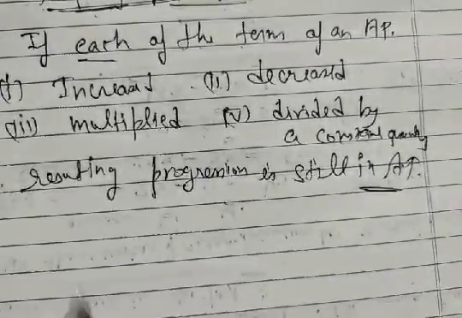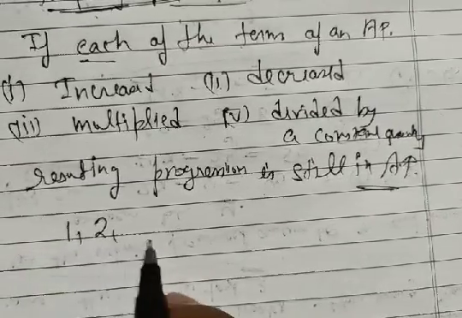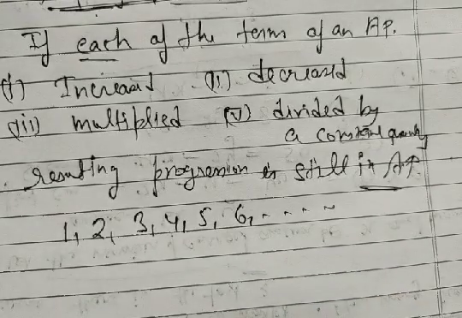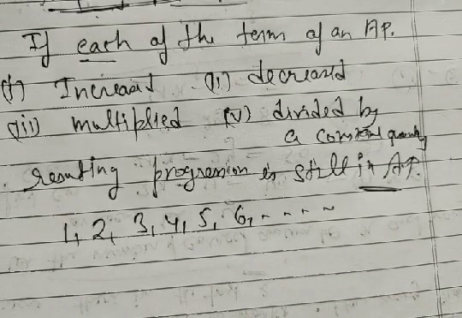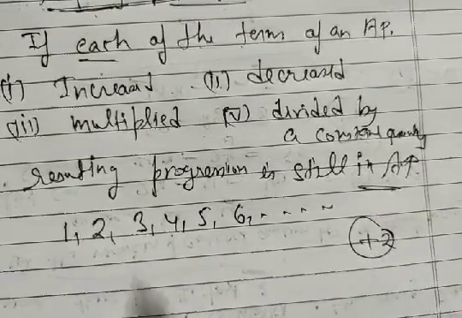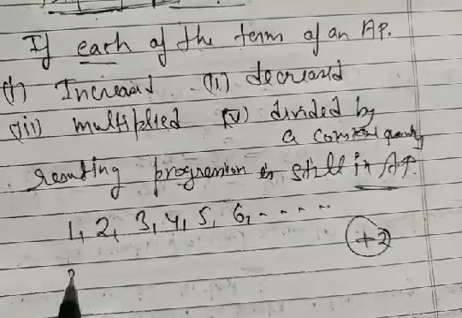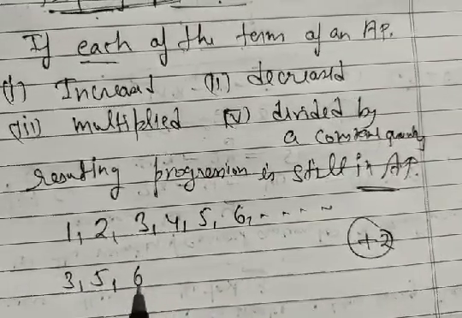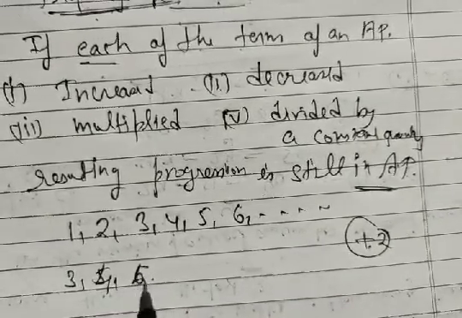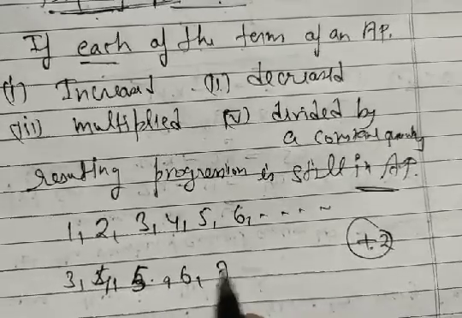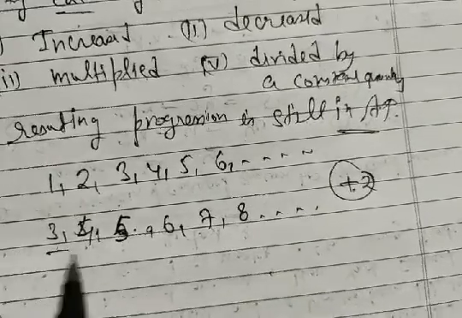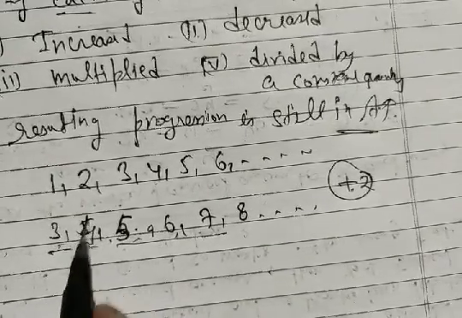I'm going to take one example, and the natural numbers are one of the easiest examples: 1, 2, 3, 4, 5, 6. The natural numbers are an infinite arithmetic progression. Let's add 2 to each term. Then what do we have? 1 plus 2 we get 3, 2 plus 2 we get 4, 3 plus 2 we get 5, then 6, then 7, then 8. What do we see? The new progression is still an AP.